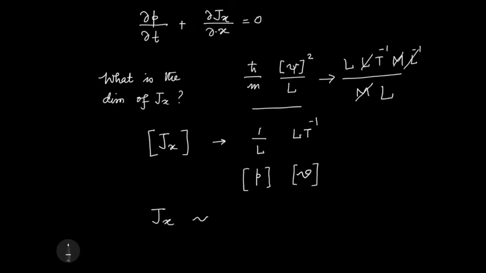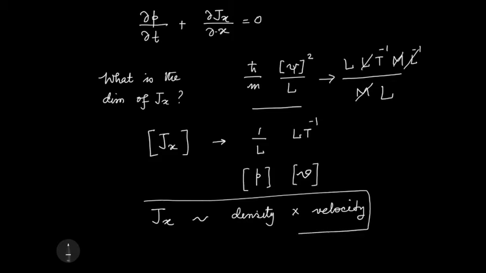is like density times velocity. Okay. Now obviously the density is taken as per unit length here. In a real situation, it will be considered as per unit volume. So just remember that it has the dimension of density times velocity.